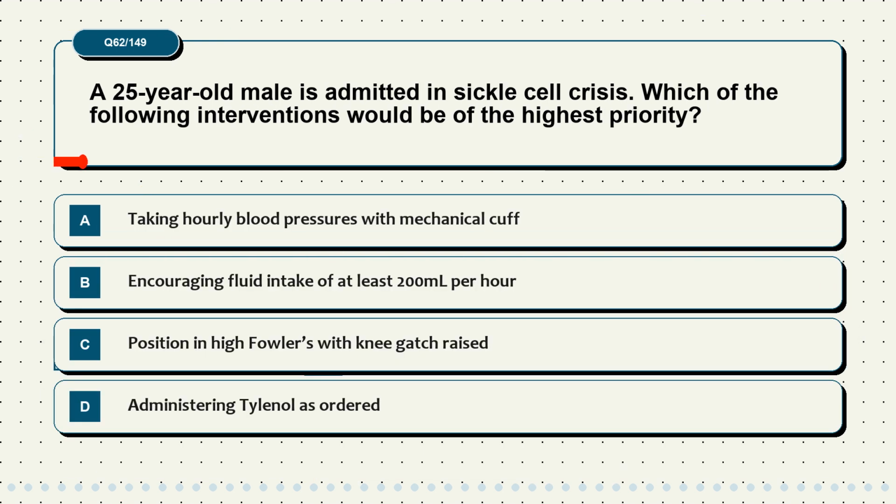Question 62. A 25-year-old male is admitted in sickle cell crisis. Which of the following interventions would be of the highest priority? Here are the options. Option A. Taking hourly blood pressures with mechanical cuff. Option B. Encouraging fluid intake of at least 200 ml per hour. Option C. Position in high Fowler's with knee gatch raised. Option D. Administering Tylenol as ordered.